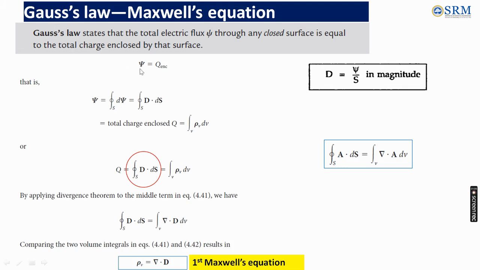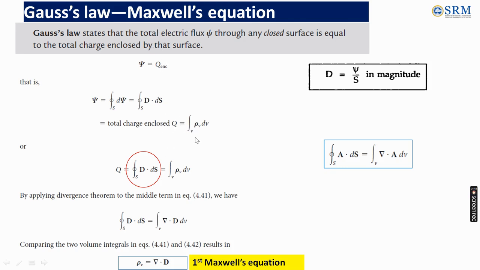From Gauss's law, we already know this relation, but this is the Gauss's law statement. Gauss has stated that the total electric flux through any closed surface is equal to the total charge enclosed by the surface: psi is equal to Q enclosed. If I want to find the total flux, I have to integrate the differential flux over the closed surface. Instead of d psi, we already know flux density is flux per unit area, so I can take d psi as D vector dot dS, and that is equal to the charge enclosed as per Gauss's law statement.